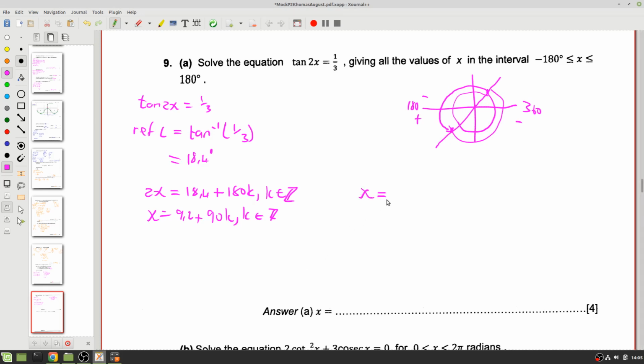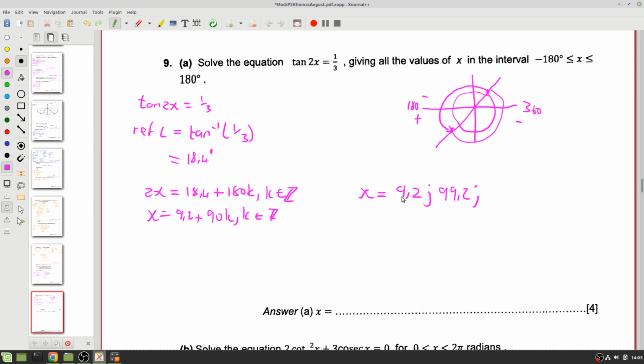So x will be equal to, so we've got 9.2. 9.2 works because that's between negative 180 and 180. Then let's say we add another 90 to it. So if we make k 1, it would be 90 times 1. So 9.2 plus 90 would be 99.2. And that's fine because that's still between negative 180 and 180. Now if we add another 90 to this, we get 189.2. So that's too big, so that doesn't count.